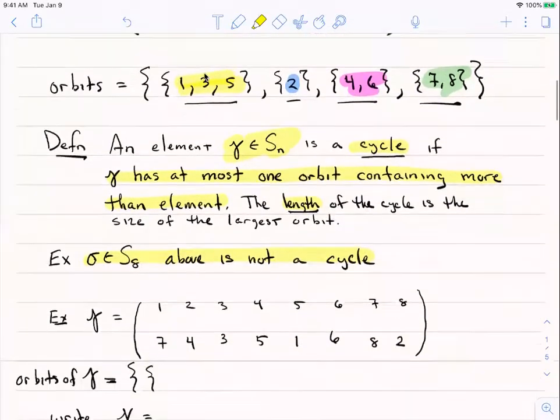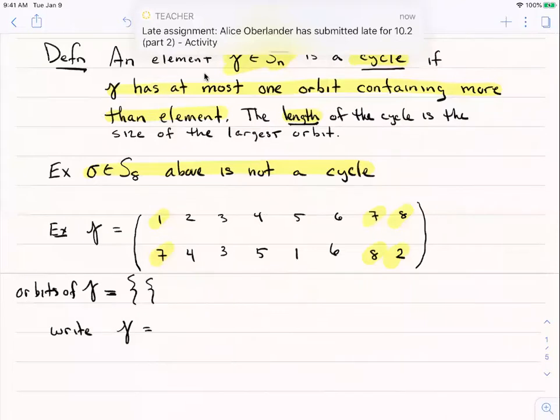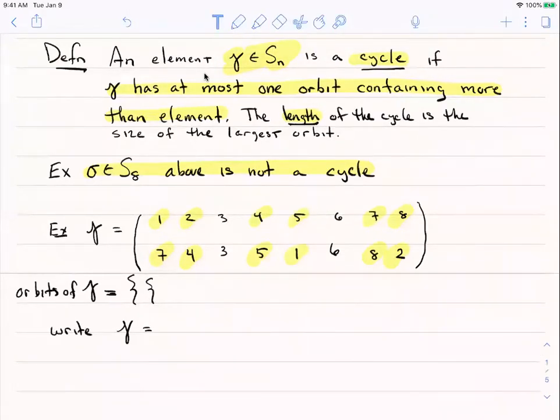Let's check out this example. I've got a permutation gamma here. Let's find its orbits. I'll have to write them down as we go. Could do it with colors first. Starting with 1, it goes to 7, which then goes to 8, which goes to 2, which goes to 4, which goes to 5, which goes back to 1. So there's one of its orbits. Close up the orbit.